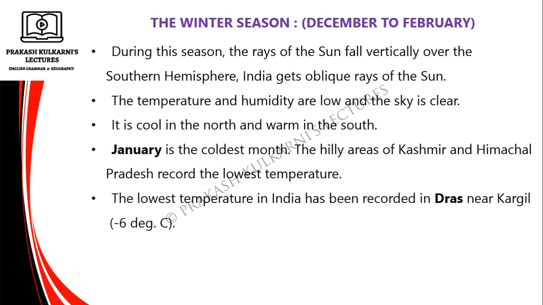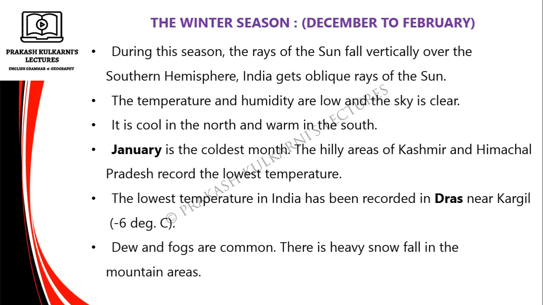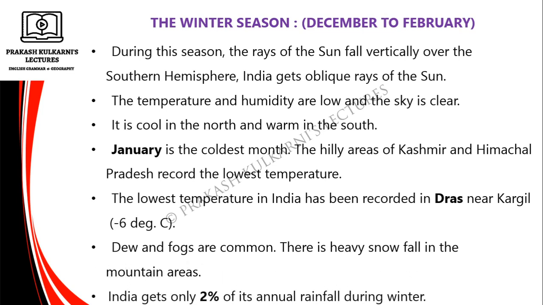Your answer should be January. The lowest temperature in India has been recorded in Dras near Kargil, that is -6 degrees centigrade. Dew and fogs are common in this season. There is heavy snowfall in the mountain areas. India gets only 2% of its annual rainfall during this season.